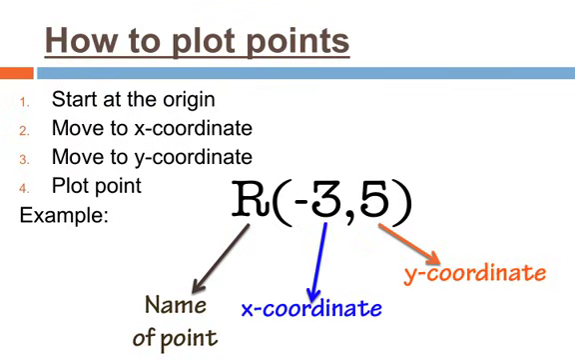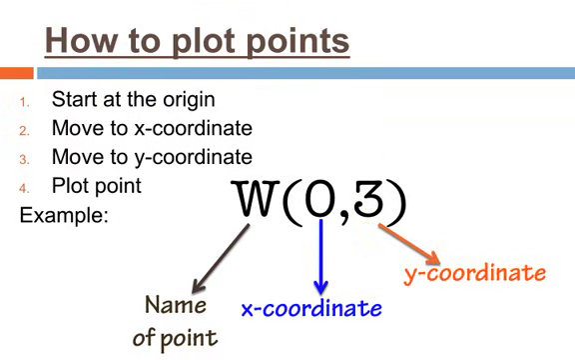How about here? This is point R at (-3, 5). Well, since our x-coordinate is -3, do you think we're going to go left 3 or right 3? Well, we're actually going to go left 3 because it's negative. So we move to the left 3 spaces, and then our y-coordinate is +5. So do you think we go up or down? Well, it's positive, so we're going to go up 5.